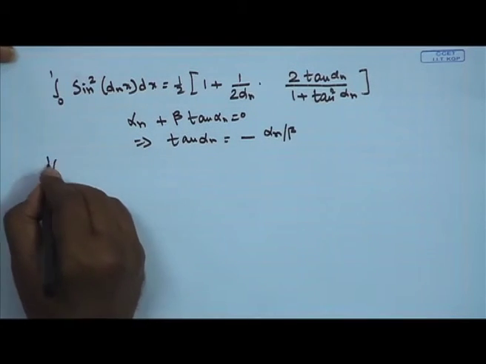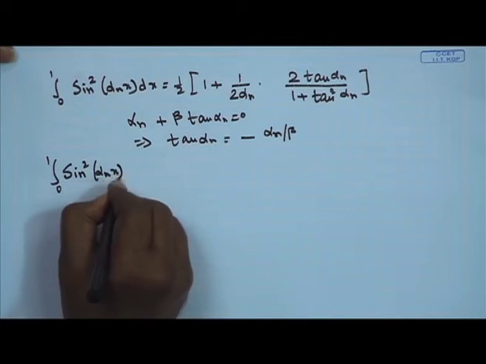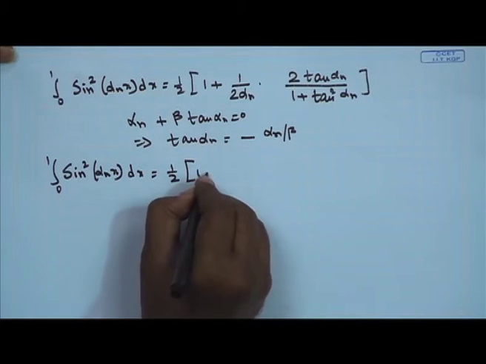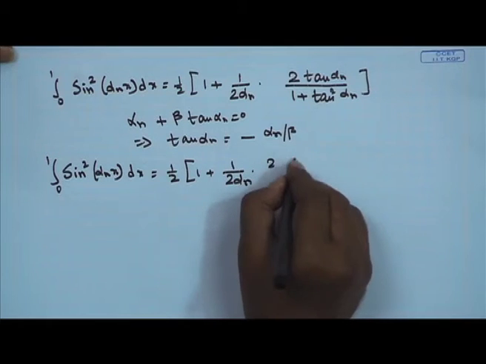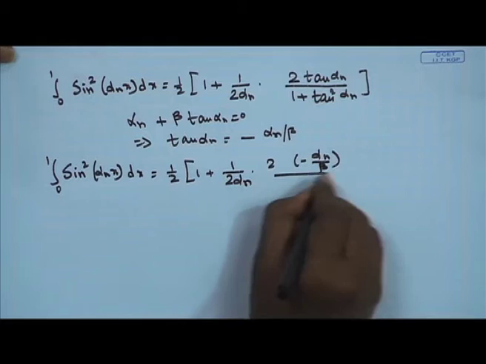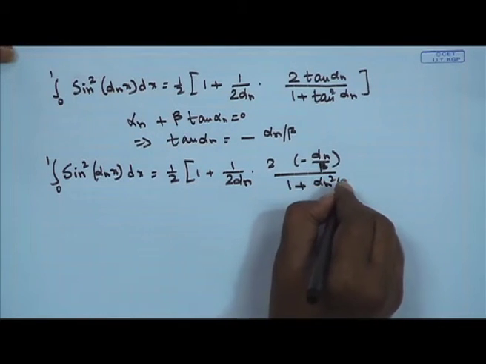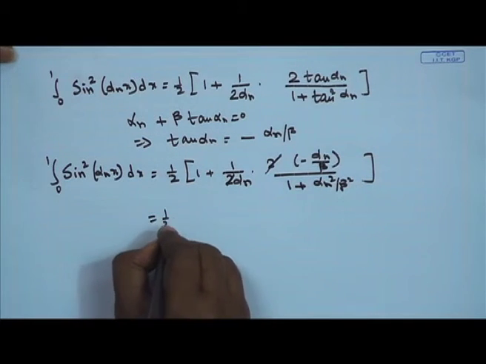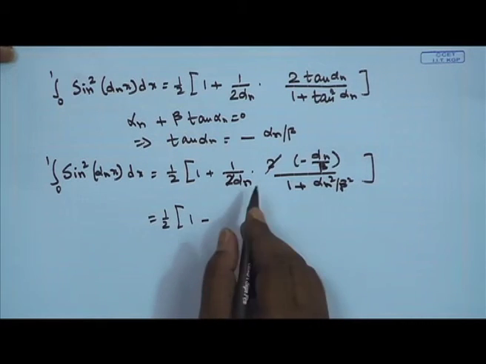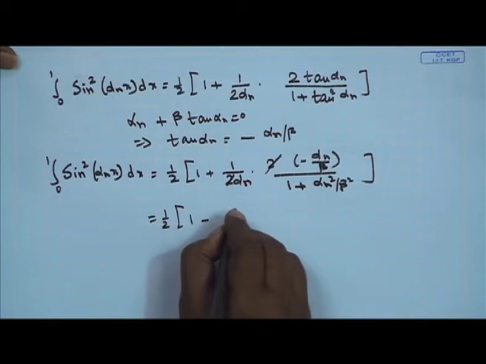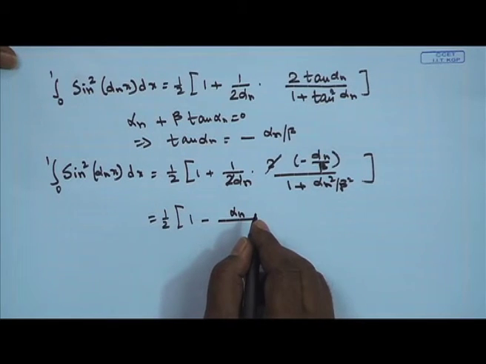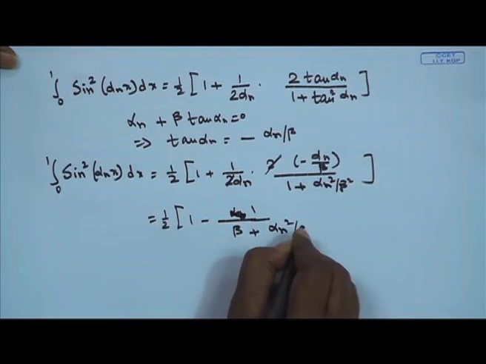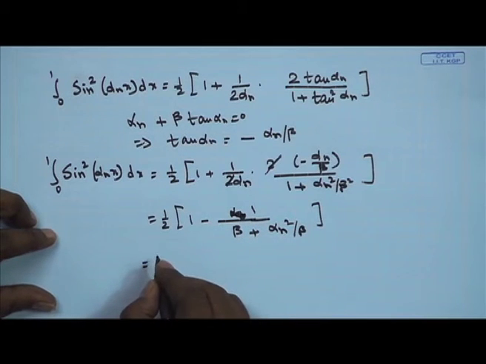So if you substitute there, this integral of sine square alpha n x dx is equal to half of 1 plus 2 alpha n, where 2 tan alpha n will be multiplied by 2, tan alpha n will be minus alpha n by beta, and this will be 1 plus alpha n square by beta square. So 2 will be cancelling out. So this will be half of 1 minus, this alpha n will also be cancelling out. So it will be 1 by beta plus alpha n square by beta.